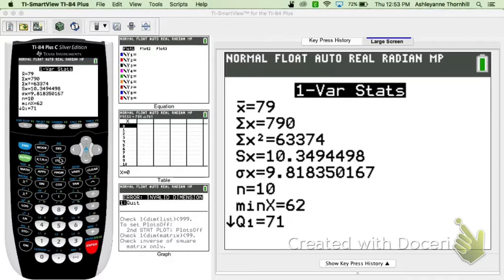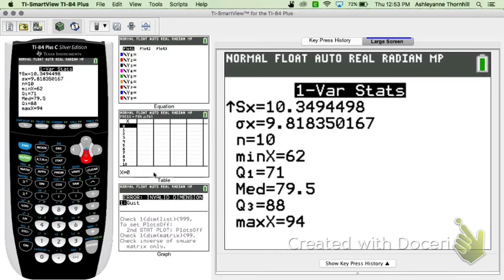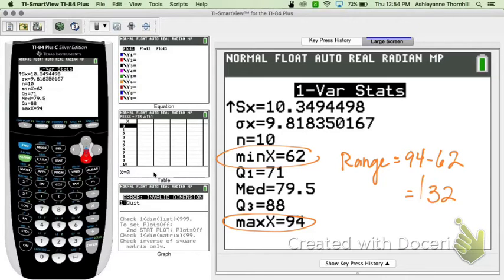n is your sample size. Then you have your minimum, your Q1, your median, your Q3, and your max. We haven't really talked about those numbers yet, but we will. I think all we've learned so far is the median. The next thing that it's asking for is the range. So I can use my min and max. Range is just 94 minus 62. So 32.